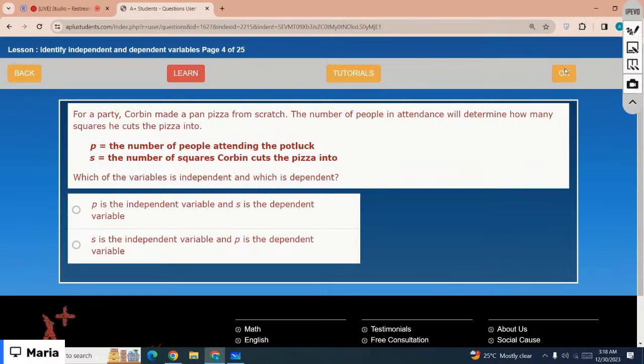For a party, Corbin made a pizza pan from scratch. The number of people in attendance will determine how many squares he cuts the pizza into. P equals the number of people attending the potluck and S equals the number of squares Corbin cuts the pizza into. Which of the variables is dependent and which is independent? So which is the correct option?